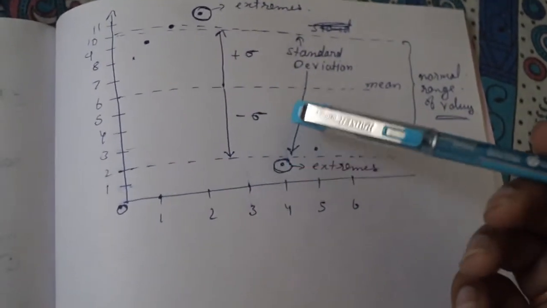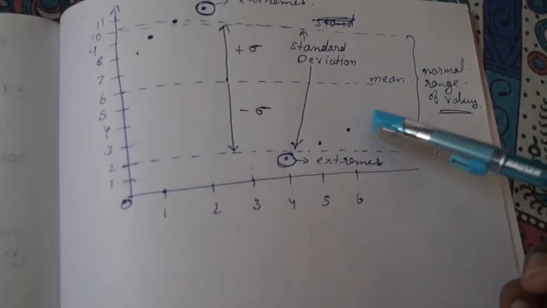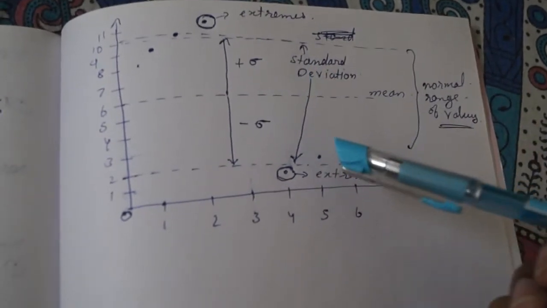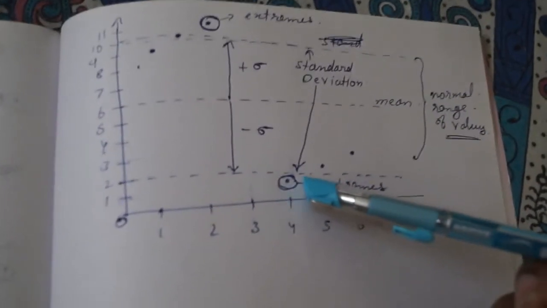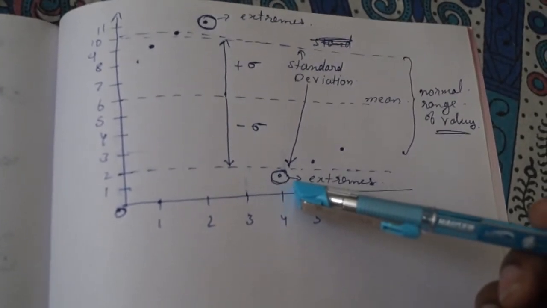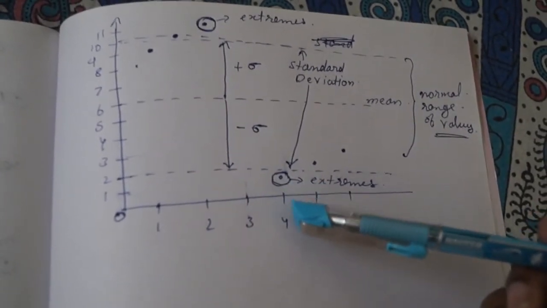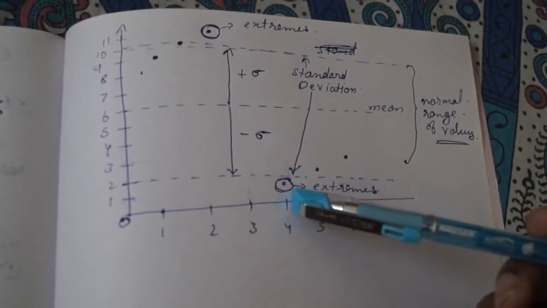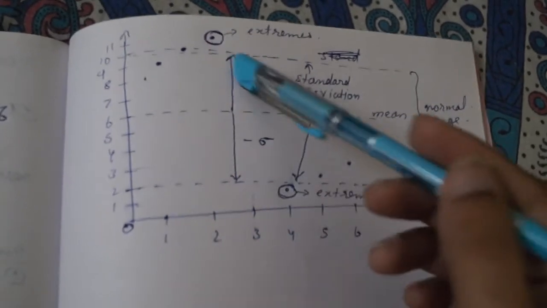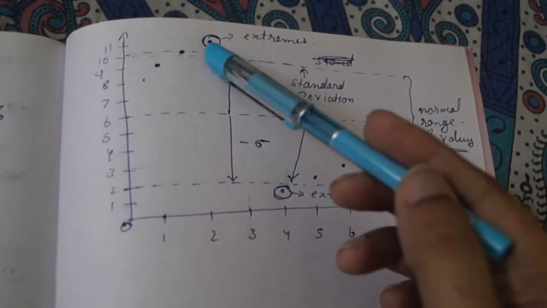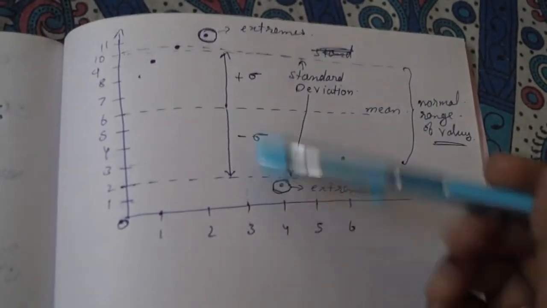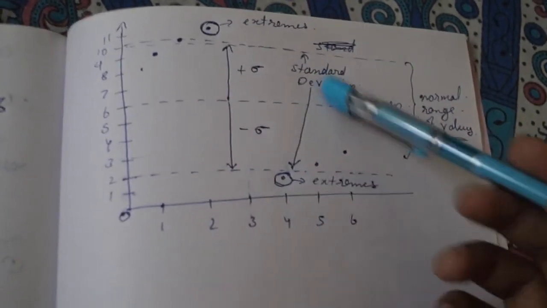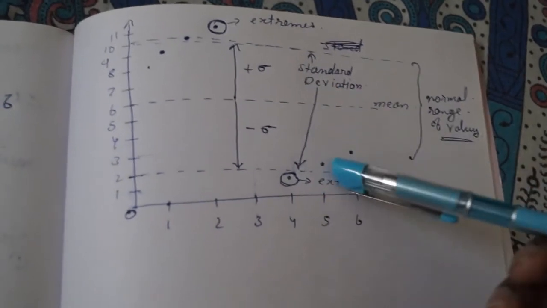So around 68% of the values come in between the standard deviation, and this also indicates the extremes of the data set. So the fourth element, which holds the value of 1, is our extreme. And similarly we can say that 11 is also extreme. So by using the standard deviation we can find the extreme values and also the normal range of the data set.